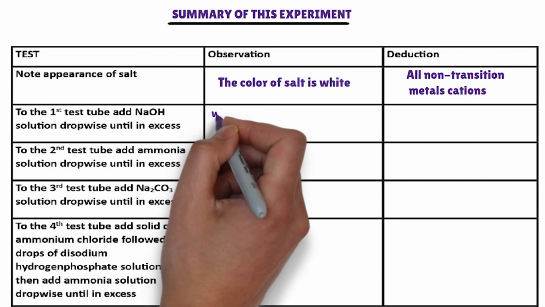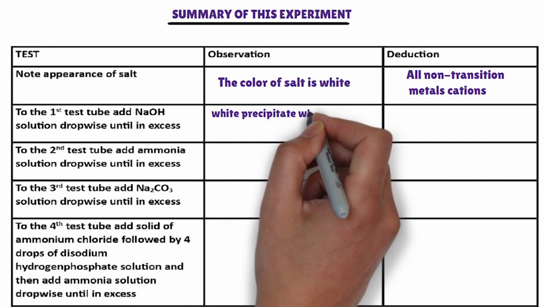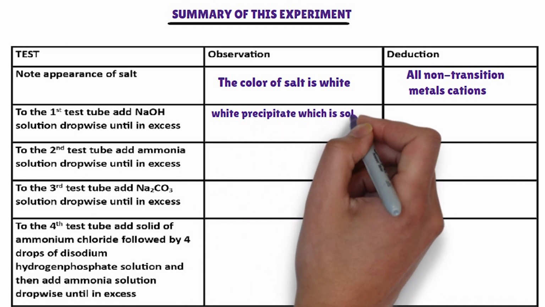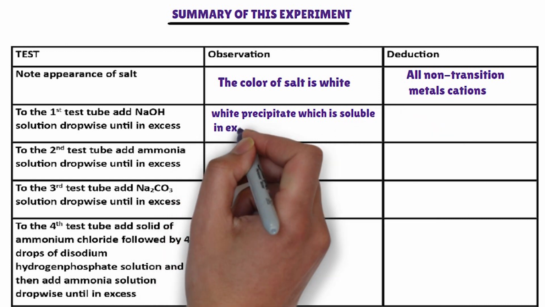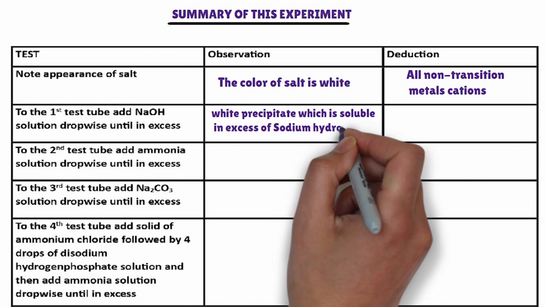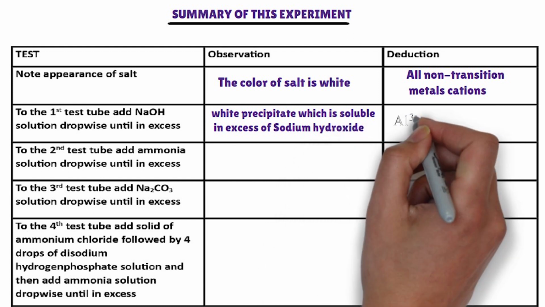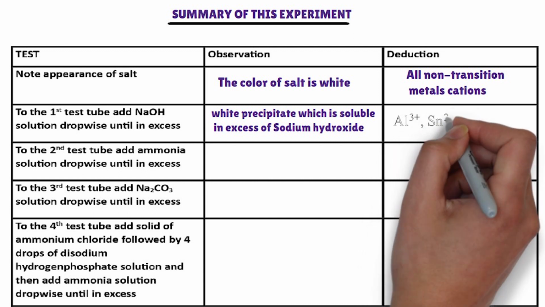In first test tube, sodium hydroxide is added dropwise. The cations that form white precipitate with sodium hydroxide and precipitate becomes soluble in excess of sodium hydroxide are aluminium ion, lead 2 ion, tin 2 ion, and zinc ion.